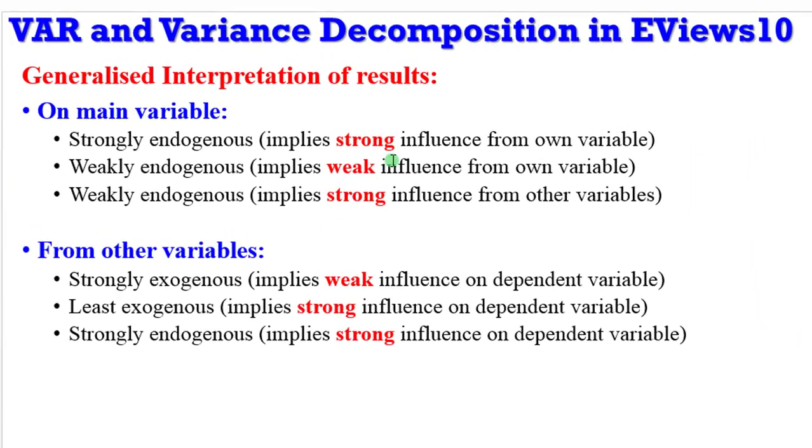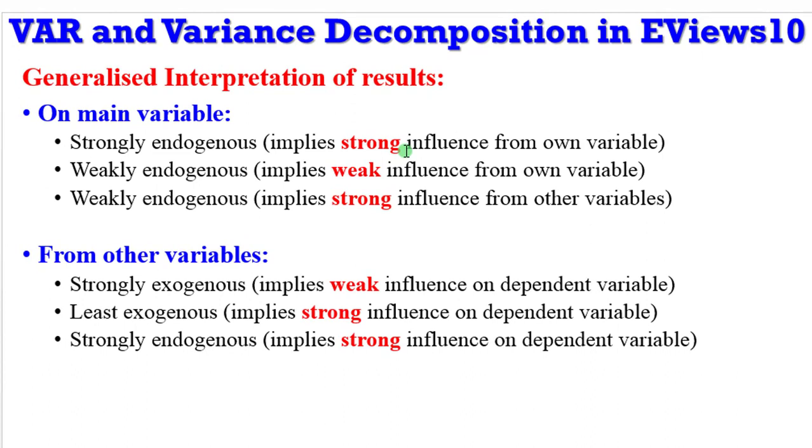You can see on the screen, I have a generalized interpretation of results. I have divided this into two. When you're interpreting the main variable in reference to other variables, these are some of the terminologies you may have to use in relation to the effects from other variables. What do I mean? If on the main variable, you notice that the variable has a strong influence on its own self, you can say that variable exhibits strong endogeneity or is strongly endogenous.